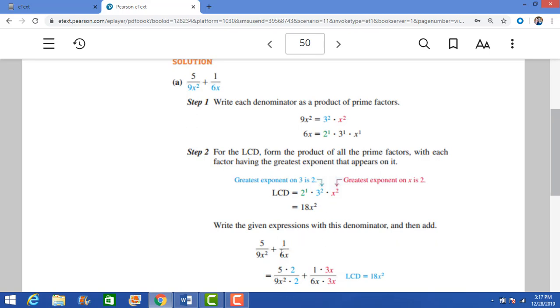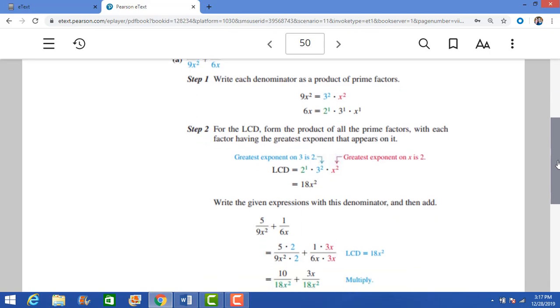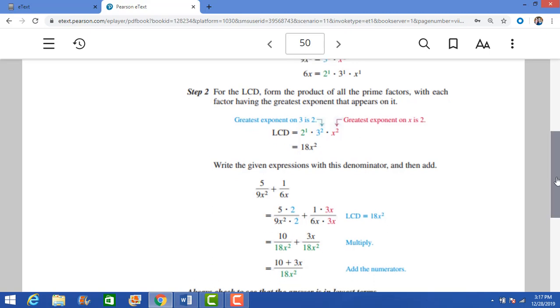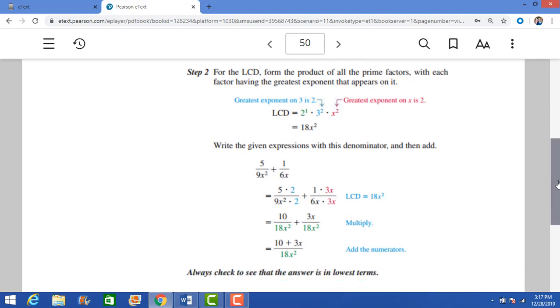Now, what about this one? Well, we need an 18x squared. So we're missing an x and we're missing a 3 as a factor. So we're going to multiply the bottom by 3x and the top by 3x. And now we end up with this. Now we've got a common denominator, and so now we can add the top and keep the bottom. And this is what we end up with. And we're done. It's in lowest terms.